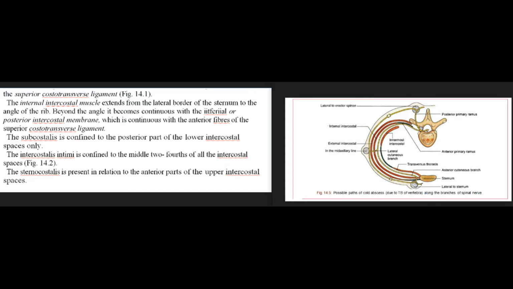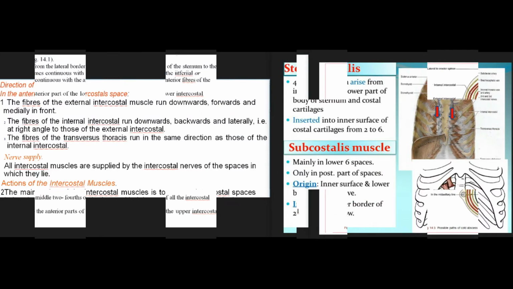The internal intercostal muscle extends from the lateral border of the sternum to the angle of the rib. Beyond the angle it becomes continuous with the internal or posterior intercostal membrane, which is continuous with the anterior fibers of the superior costotransverse ligament. The subcostalis is confined to the posterior part of the lower intercostal spaces only. The intercostalis intimi is confined to the middle 2/4 of all the intercostal spaces, Fig 14.2. The sternocostalis is present in relation to the anterior parts of the upper intercostal spaces.